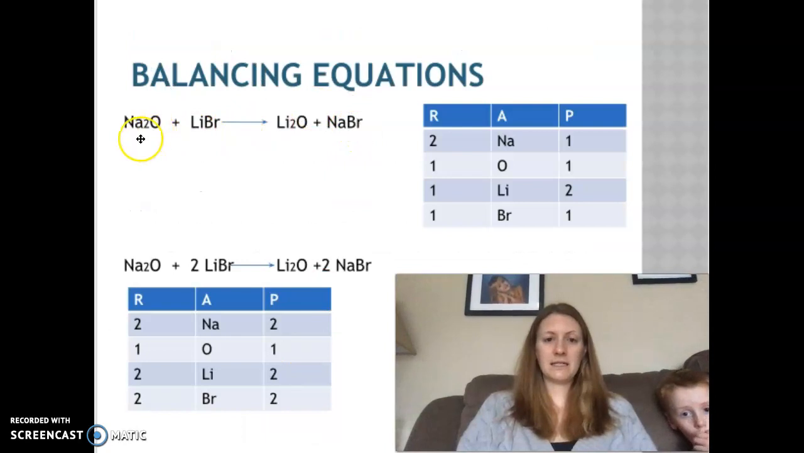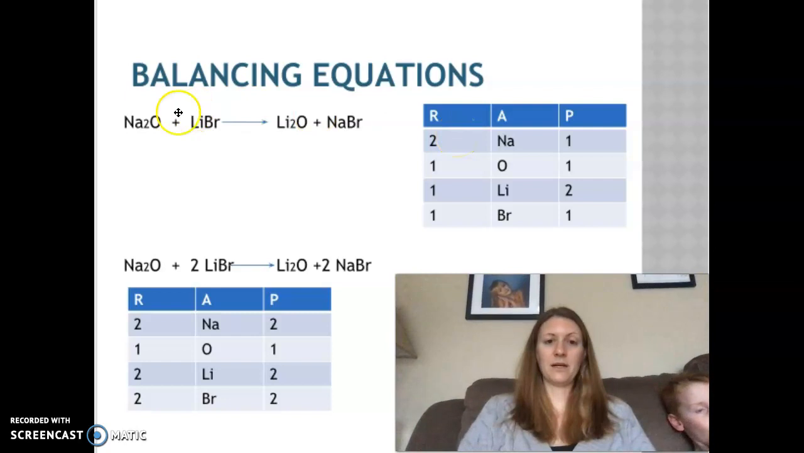So here you can see an example. We've got Na2O reacting with LiBr, giving us Li2O and NaBr. So in the middle, I've put all of the elements, Na, O, Li, and Br, and then I've counted up the number that we have. Because there's this little 2 here, that means I've got 2 sodiums. No little number means I've got 1 oxygen. And then because there are no little numbers by Li or Br, I've got 1 each of those.